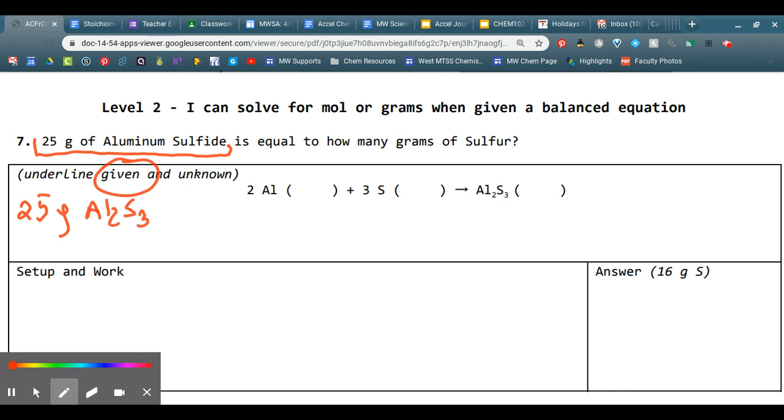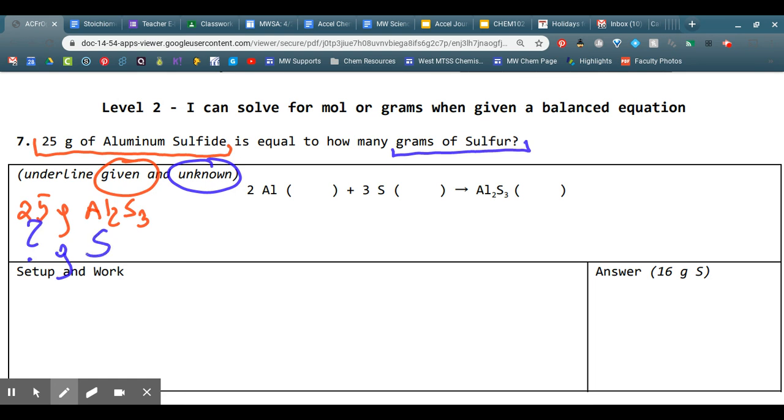And then we're going to go ahead and look for our unknown. The unknown is how many grams of sulfur. So grams of sulfur is my unknown. So it's question mark grams of sulfur. Okay, so this problem is a little bit different than the previous one. Now the two substances are different. So here is where we're actually figuring out how much of one thing we're going to need if we have adjusted the amount of the previous thing.